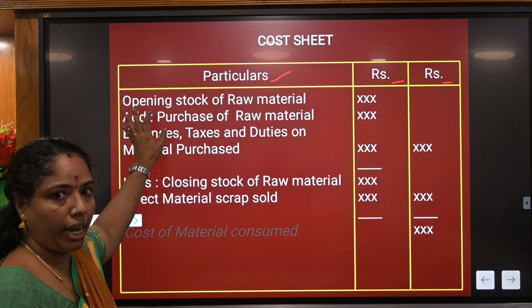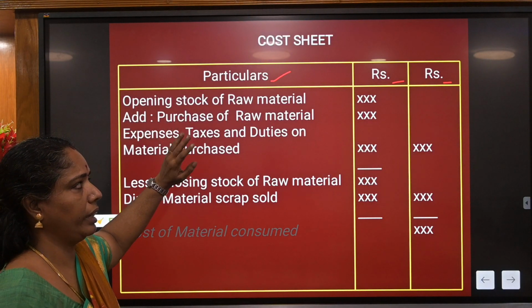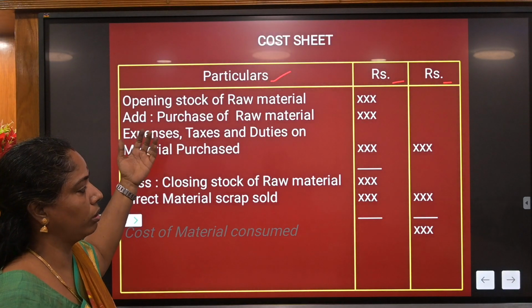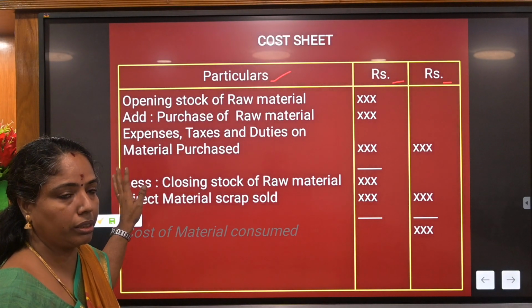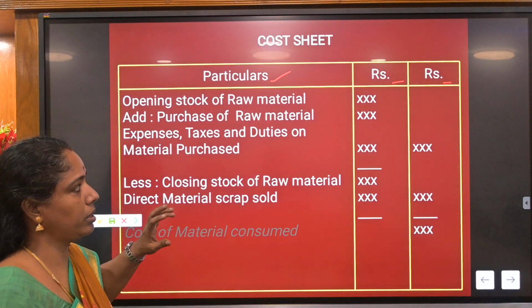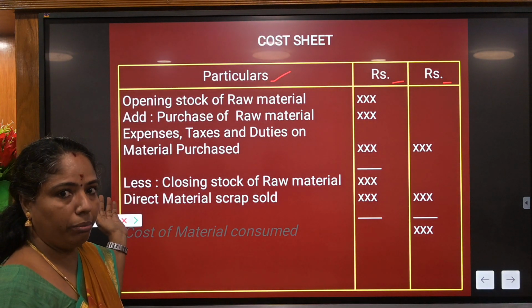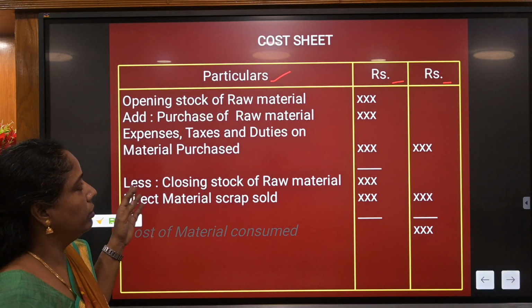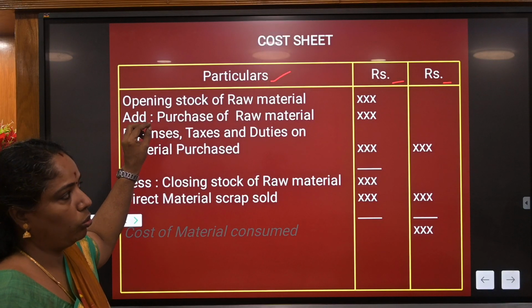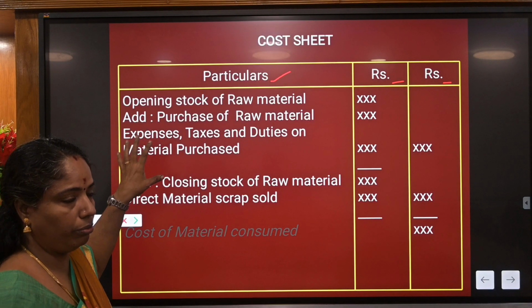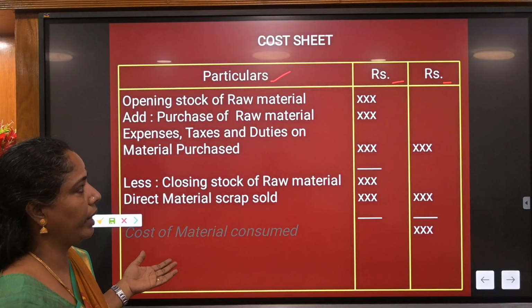So first we start with opening stock of raw materials. In every sum they won't give opening stock of raw materials and closing stock of raw materials. But in a few sums in 10 marks, they may ask opening stock of raw materials, closing stock of raw materials. In that, if they gave opening stock of raw materials, we have to calculate with these following adjustments.